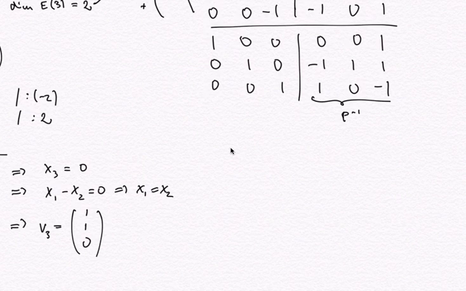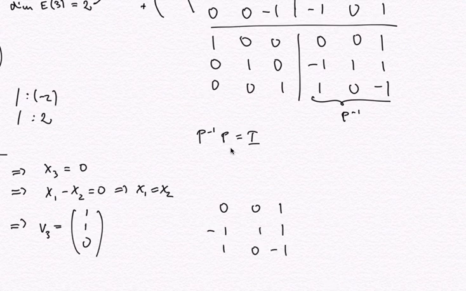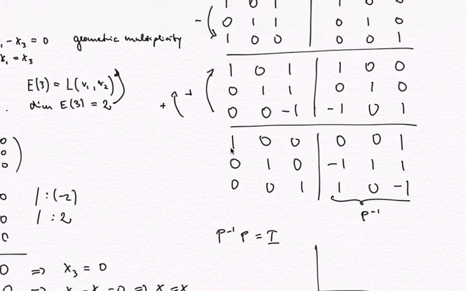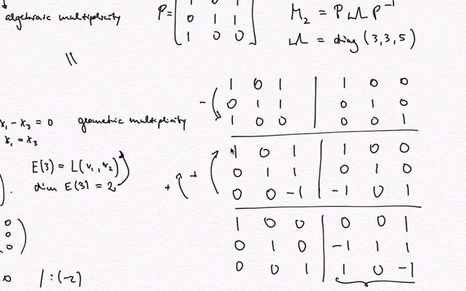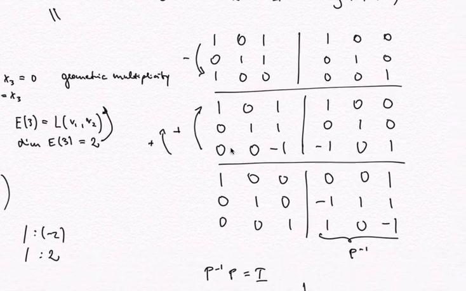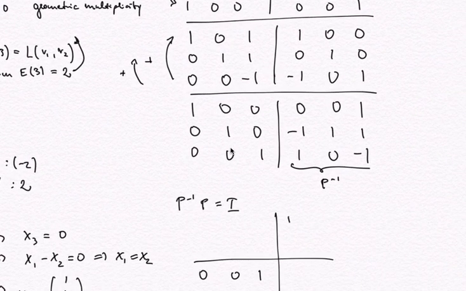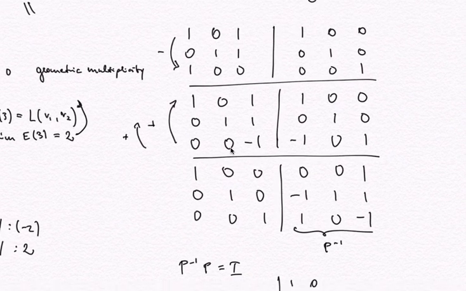Let's check. P inverse times P must equal the identity. 0, 0, 1, minus 1, 1, 1, 1, 0, minus 1, times P. P was here: 1, 0, 1, 0, 1, 0, and 1, 1, 0.